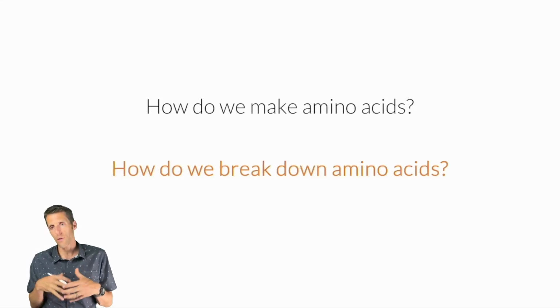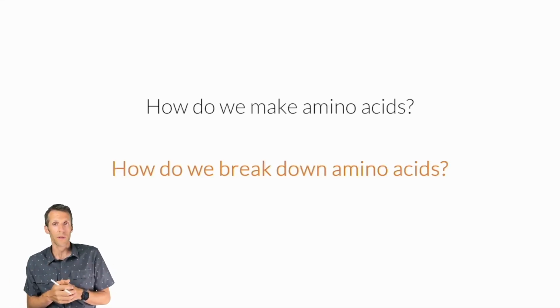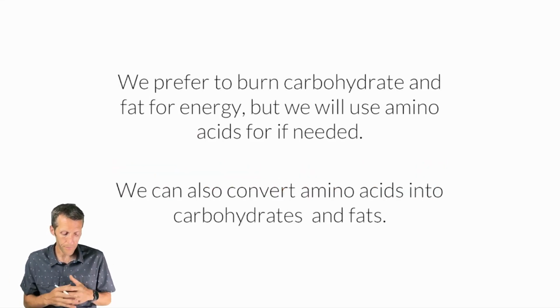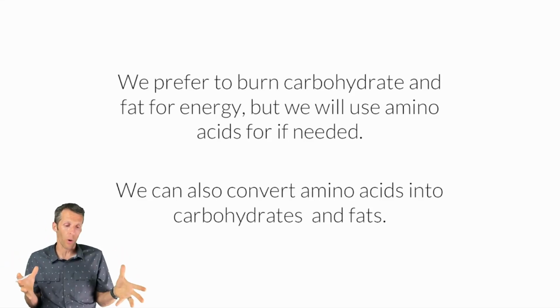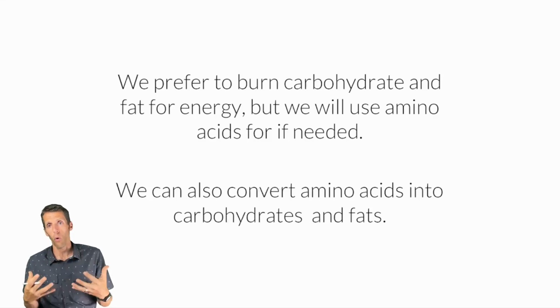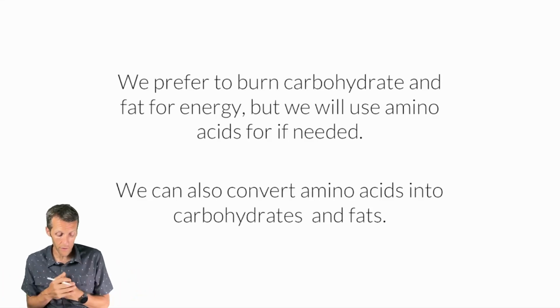Now let's talk about the breakdown side. How are amino acids broken down? How are they catabolized? So zooming out a little bit, we prefer burning carbohydrates and fats for energy. So as a whole, we do. But we will use amino acids if needed. So if we're under starvation conditions, for example, or we have high excess of protein in our diet, we will burn that.